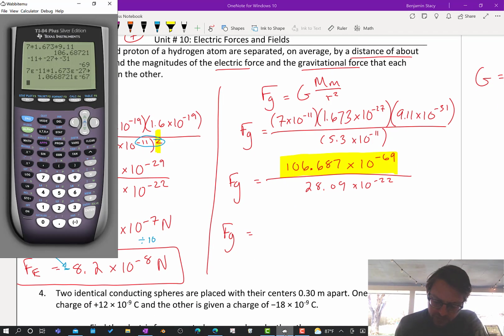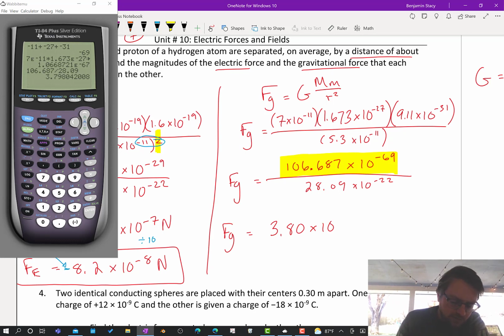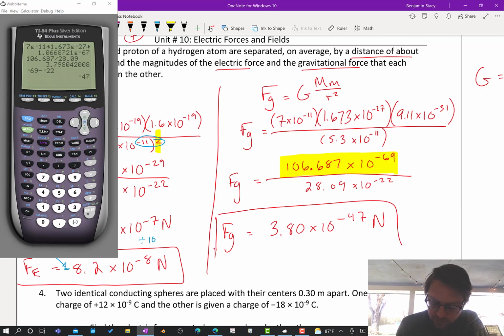I'm ready to get my final answer here for the gravitational force. So I've got 106. I'm going to go back to typing in what my rounded value is. Let's go just the prefixes. 106.687 divided by 28.09. I've got 3.7. Let's round this to 3.8. Makes the most sense. 3.80 times 10, and I got minus 69 minus negative 22. So I got minus 47. This is also in newtons. We're already in correct scientific notation format. That's nice.